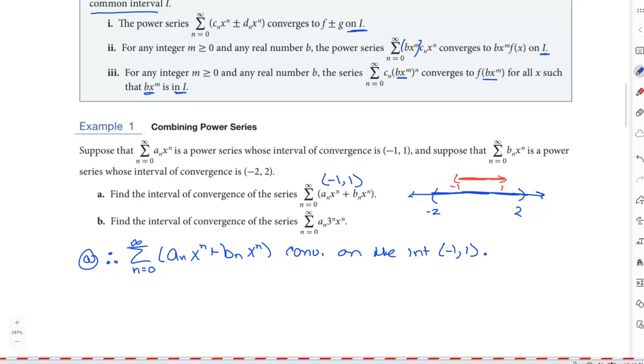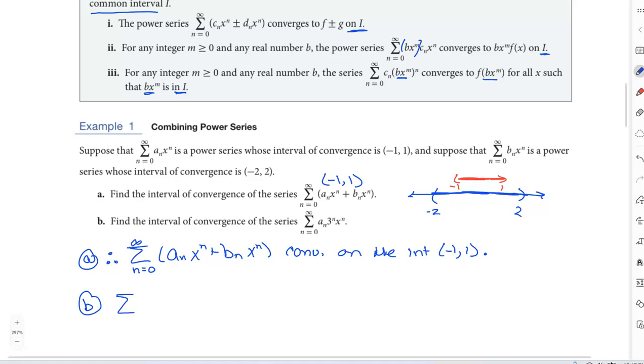Part B is asking us to find the interval of convergence for the series from n equals 0 to infinity of a sub n 3 to the n x to the n. So now let's look at part B. We're looking at finding the interval of the series from n equals 0 to infinity of a sub n, 3 to the n, x to the n. I'm going to rewrite that as 3x to the n.